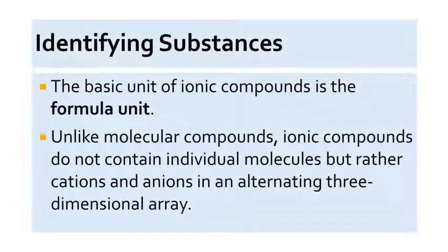Identifying substances, continued. The basic unit of an ionic compound is the formula unit. Unlike molecular compounds, ionic compounds do not contain individual molecules, but rather contain cations and anions in an alternating three-dimensional array.